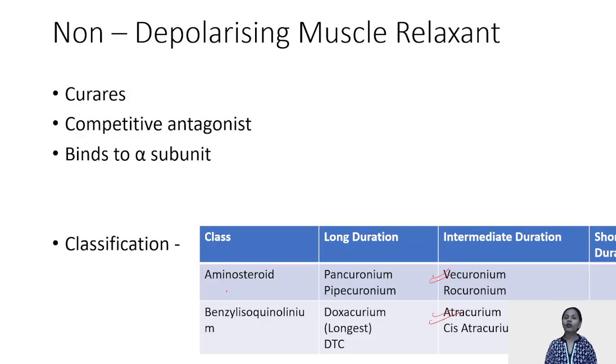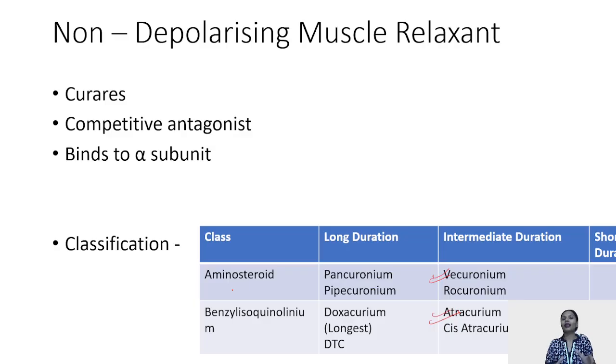So aminosteroids are vecuronium, rocuronium, pancuronium, and pipecuronium. Whereas among the benzylisoquinolines, one of the most important ones, the very first skeletal muscle relaxant that was launched, is d-tubocurarine. Then your atracurium, cisatracurium.